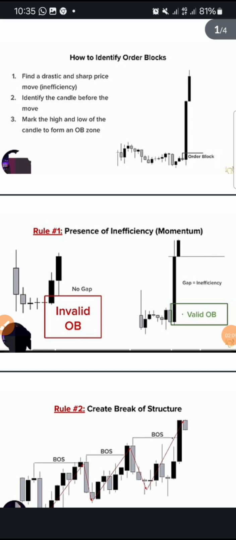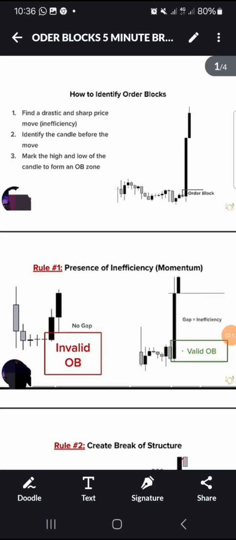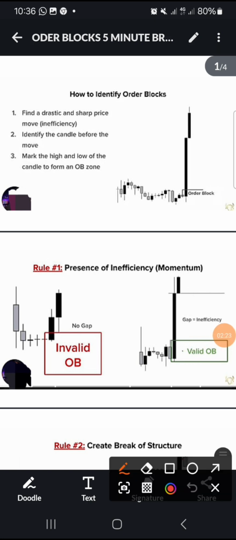Okay, so we're going to use this simple PDF that I created, and we try to go through some of these. So how to identify order blocks? One is that we have to find a drastic, that's the first step, a drastic and sharp price move in inefficiency. Okay, so this is what they are talking about here. You can see this is a small graph, and it's trying to show us what they mean by an inefficiency. Obviously this is the price inefficiency, a drastic sharp rise.